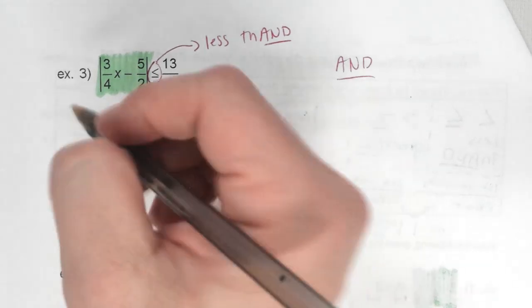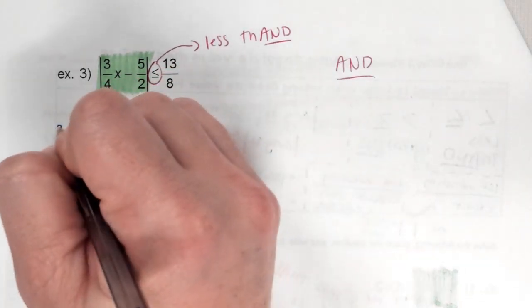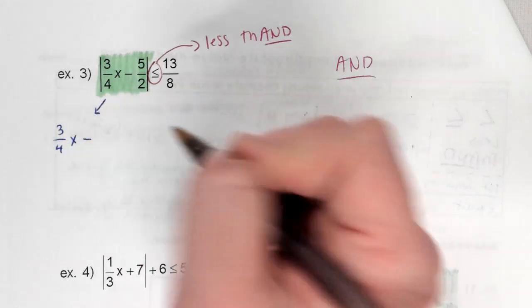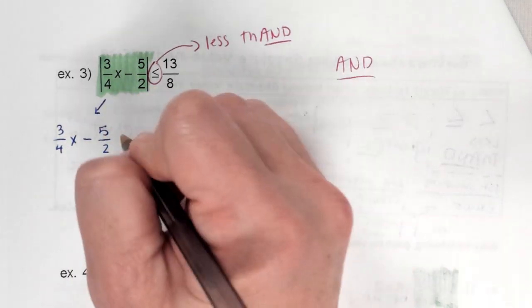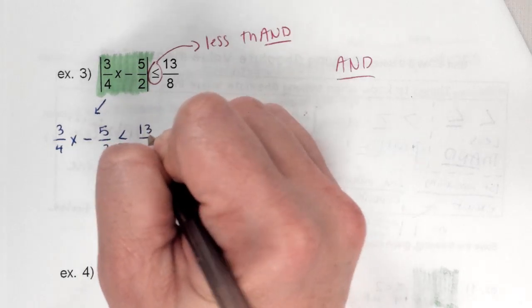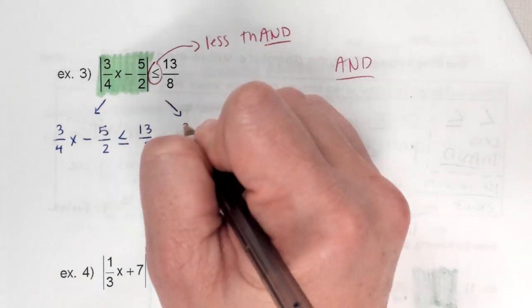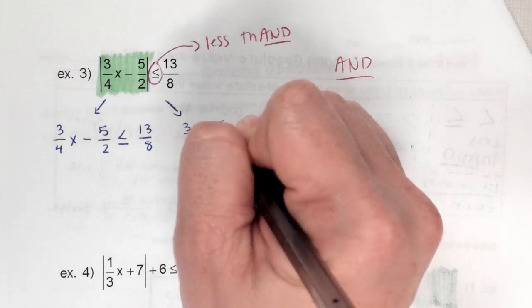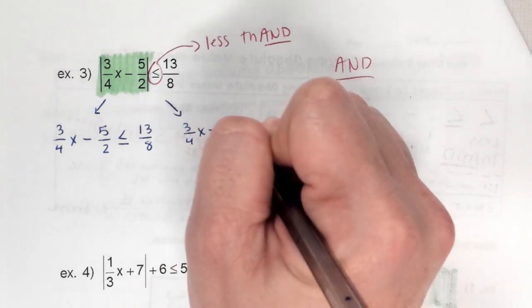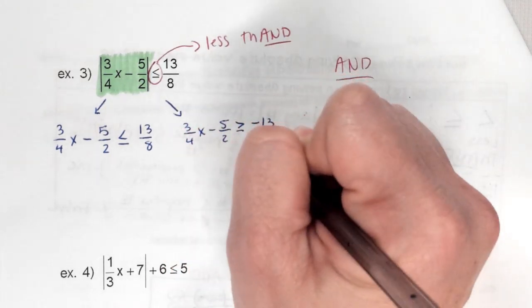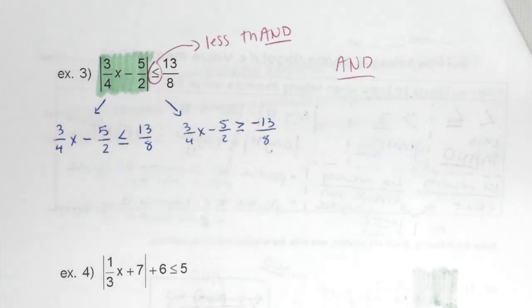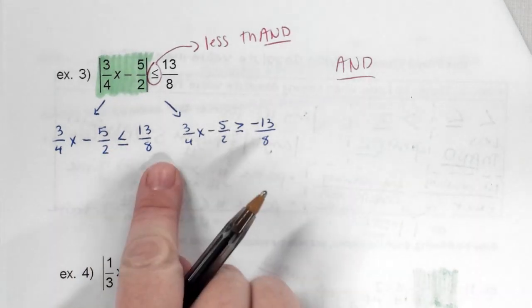And I know I have to rewrite it twice, so I have 3 over 4x minus 5 over 2 is less than or equal to 13 over 8. I have 3 over 4x minus 5 over 2, flip my symbol, negative 13 over 8. Now what's gross about this problem? Fractions. Now you could solve it with fractions if you want, but do you want to? Most people don't. So looking at my denominators, I have 2, 4, and 8. My biggest number is 8.